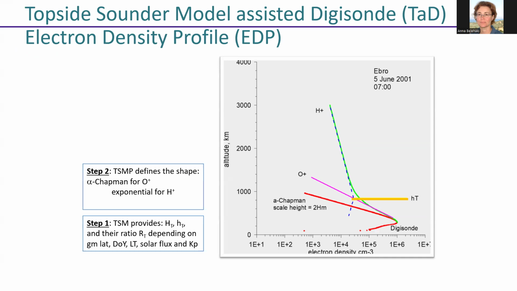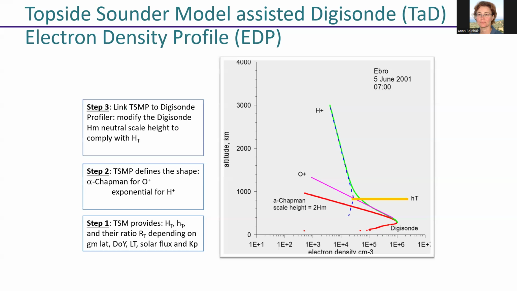The second step is to define the shape of the profile. For this, we are using the alpha Chapman distribution for the oxygen ions and the exponential distribution for the hydrogen ions, which is the dominant species above the transition height, which is the plasmasphere area.